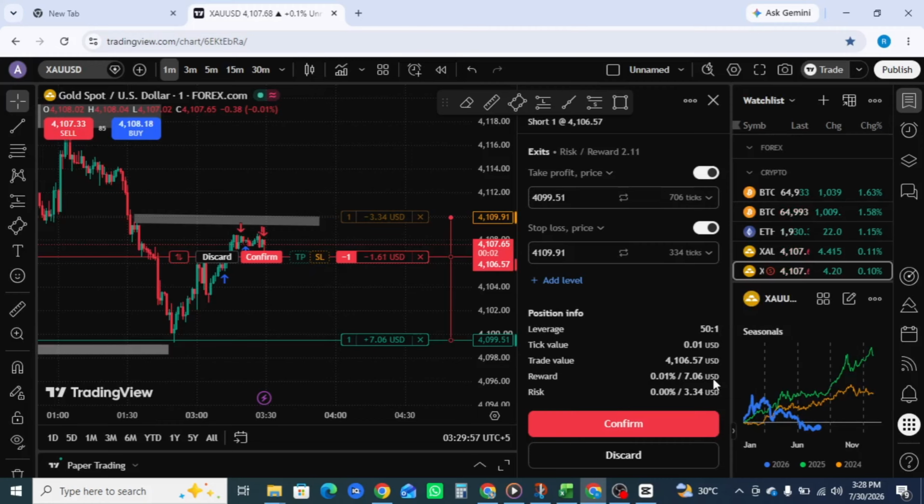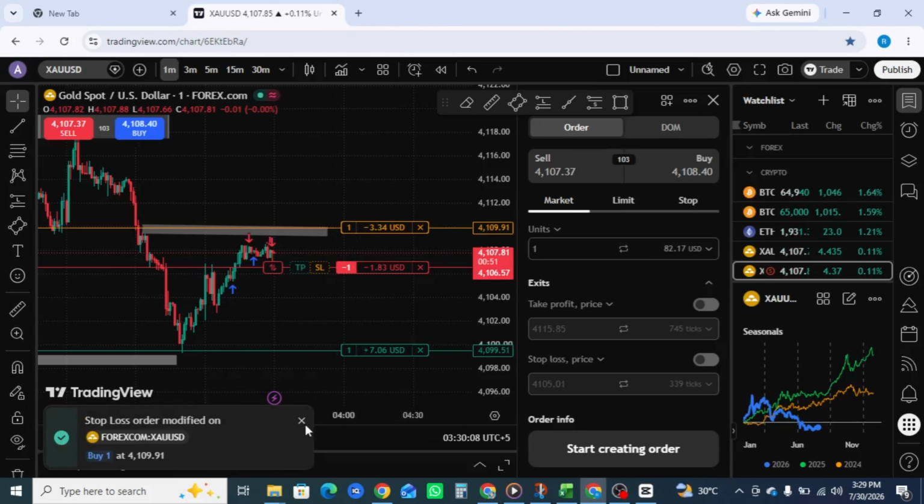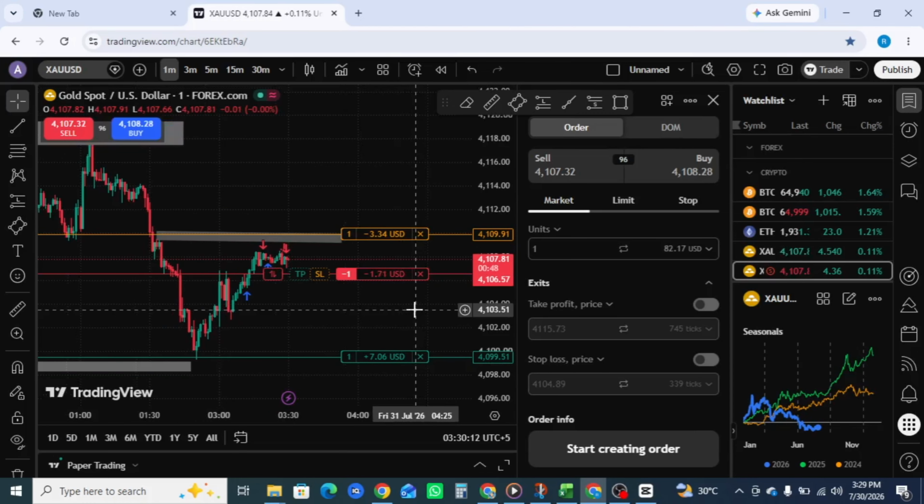Now enter the quantity you want to trade. If you're using leverage, review the margin requirements shown in the order panel before confirming the trade. TradingView displays your estimated margin, leverage, and trade value so you know how much virtual capital is being used.